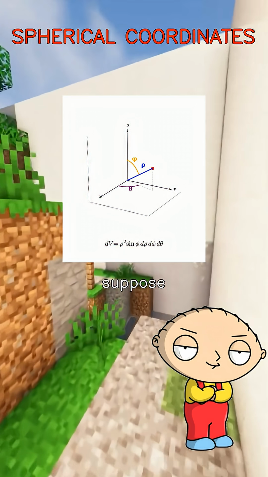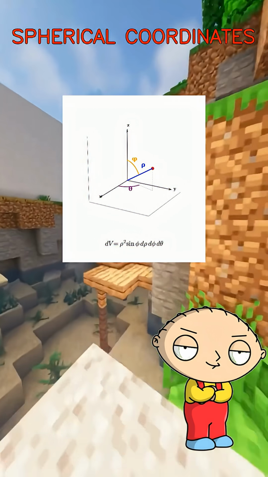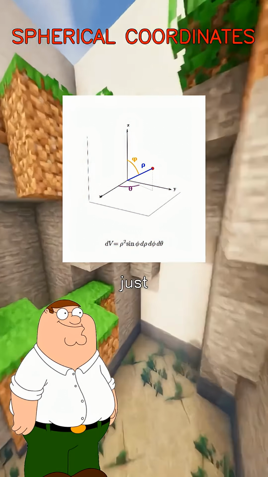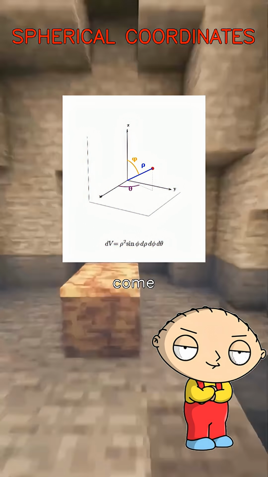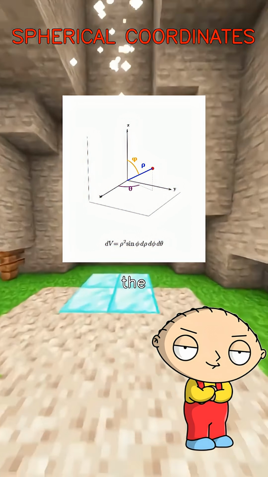Peter, suppose you want to find the volume of a sphere. How would you set up the integral? I just use 4/3 pi r cubed. Everyone knows that. Yes, but where does that formula come from? We need a triple integral over the sphere's volume.